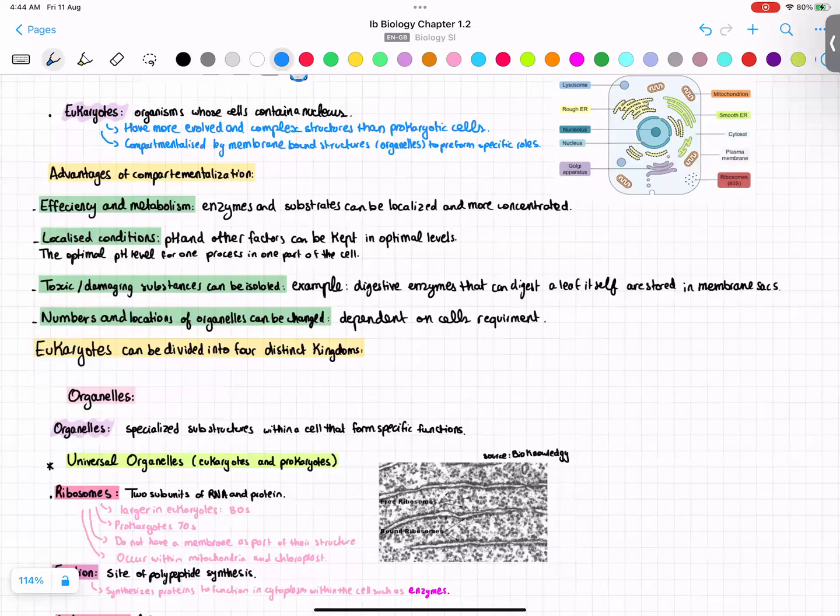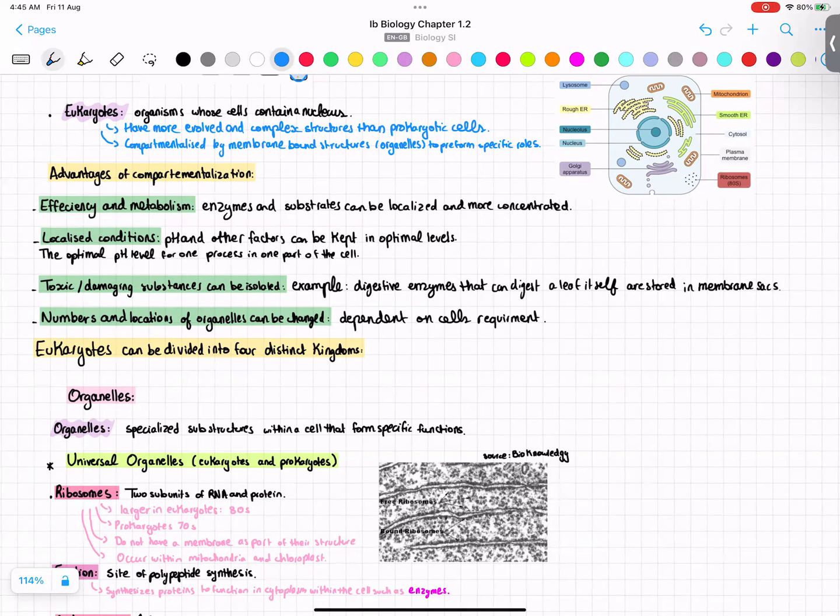Anyway, to continue, you have localized conditions. The pH and other factors can be kept at optimal levels. The optimal pH for one process is in one part of the cell. For example, let's think of us human beings. We are eukaryotes. Our stomach has a specific pH because it needs acid to digest. In our mouth, we have salivary amylase, which is another enzyme. But please, if you're only studying 1.2, don't focus on these details. I'm trying to explain, or maybe you know this from pre-IB, because of course in IB you always have prerequisite knowledge. Anyways, in your mouth there's a different optimal pH because there are different enzymes. So always keep that in mind.